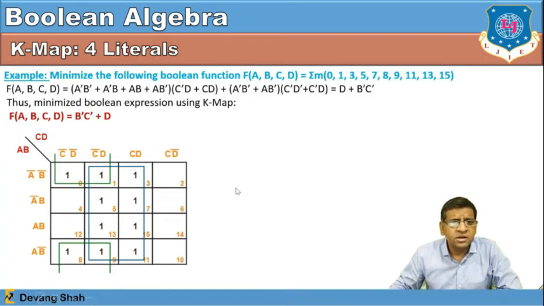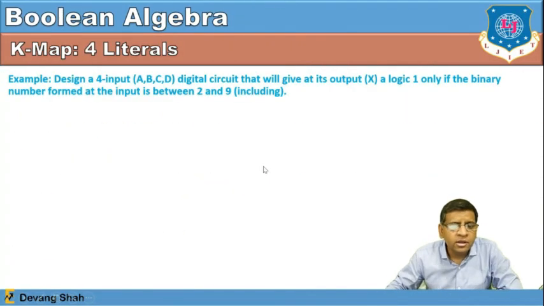So from this, your answer from the second column and third column represents the literal D. Why? Because D is common between these two, where C changes its value from C bar to C, right? Then the second group you can check, where the first row and the last row have the common value B bar, and the first column and second column incorporating this group have the common value C bar. So my answer is B bar into C bar plus D, right? Now this you can also implement using logic gates.